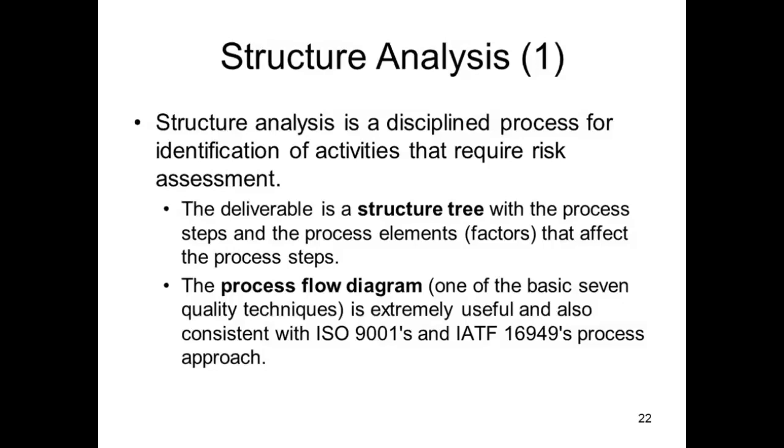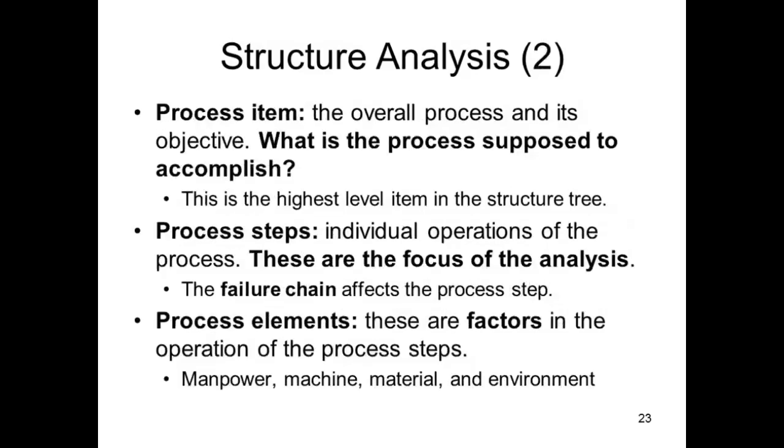Another way of saying this is we're simply identifying the operation of the process and the cause and effect diagram factors that might affect the operation. There's actually a very strong similarity between this and the cause and effect diagram with regard to the process elements. The process item is the overall process and its objective. Basically, what's the process supposed to accomplish? This is the highest level item in the structure tree.